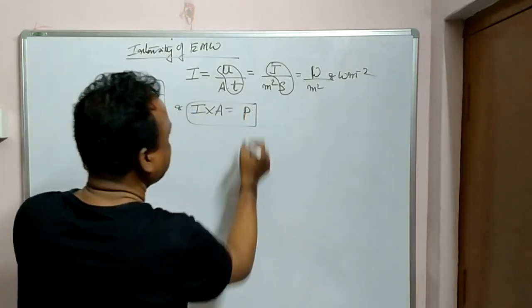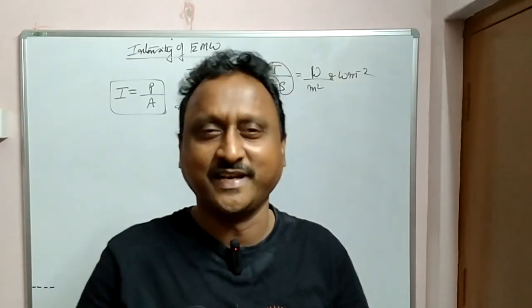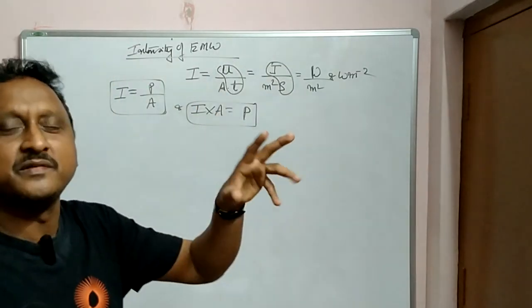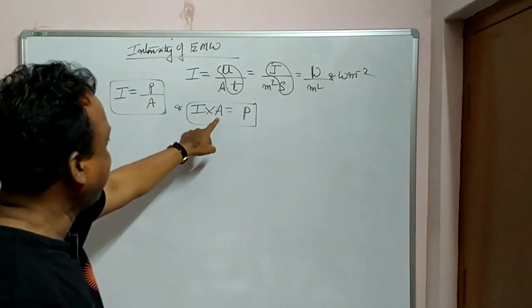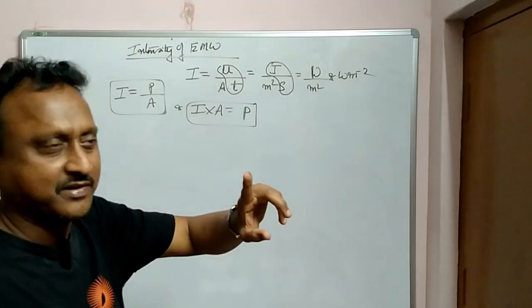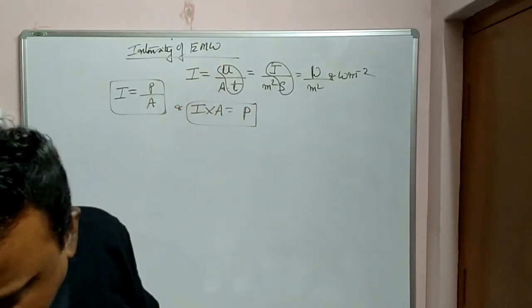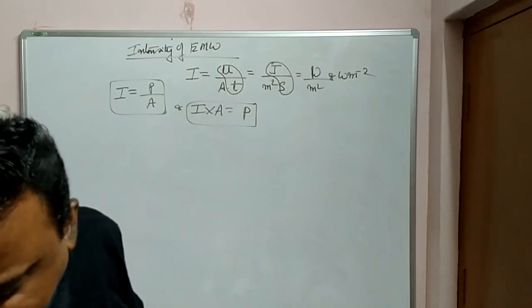Why I am telling all these formulas is that these are used in physics numericals. In MSET or NEET examinations, these problems are coming nowadays. Please note down. P is power, A is area, surface area in other words, and I is intensity. Please note down the units. Now, let us go to some more points in this.